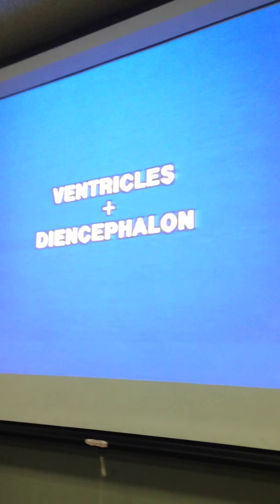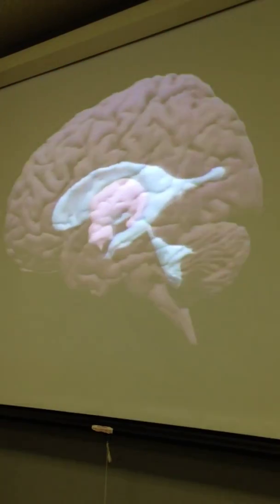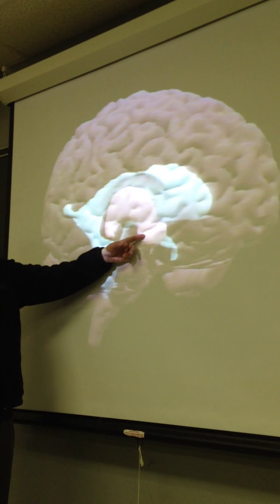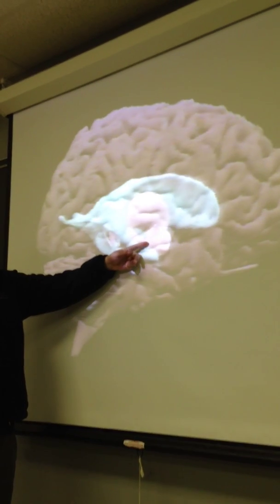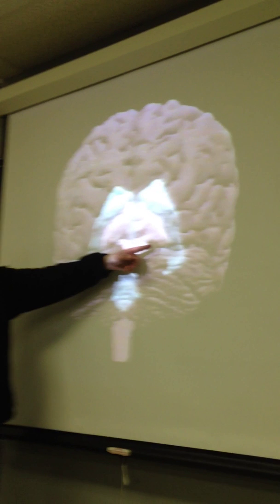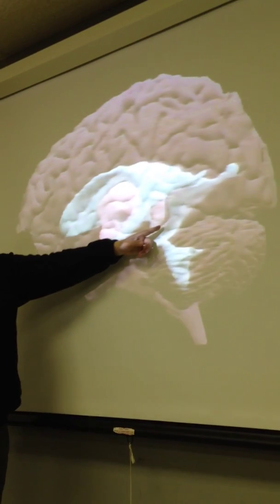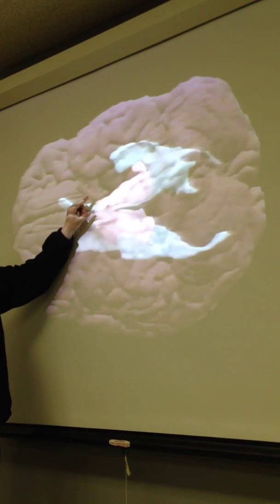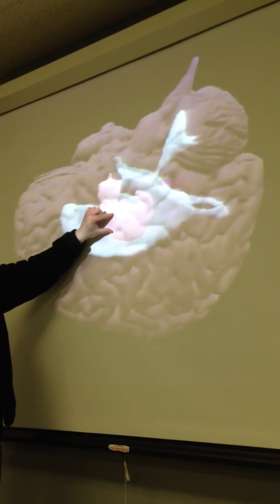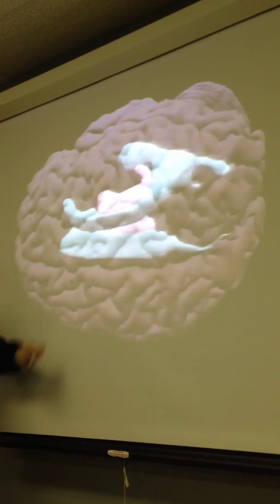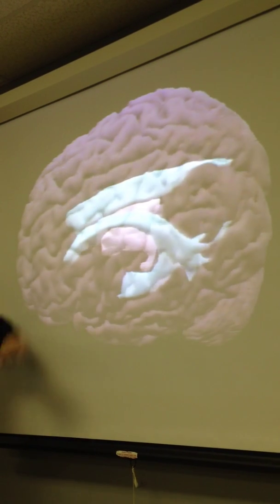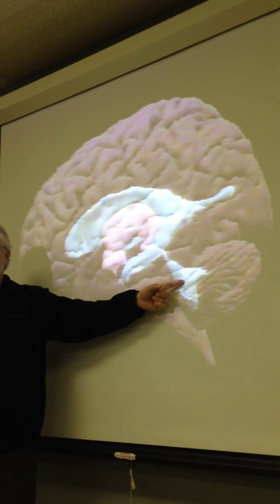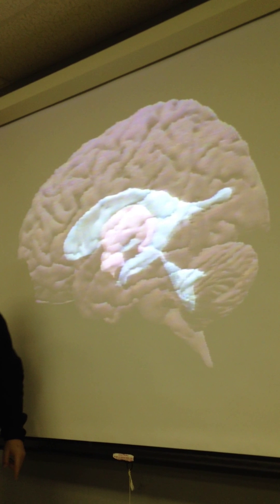Sorry, it's really slow. Okay, what's this part? Hypothalamus. What's this one piece hanging down? Lateral geniculate. What's this part here? Thalamus. What's this bluish? Lateral ventricle. What's this part here? Third ventricle, fourth ventricle.